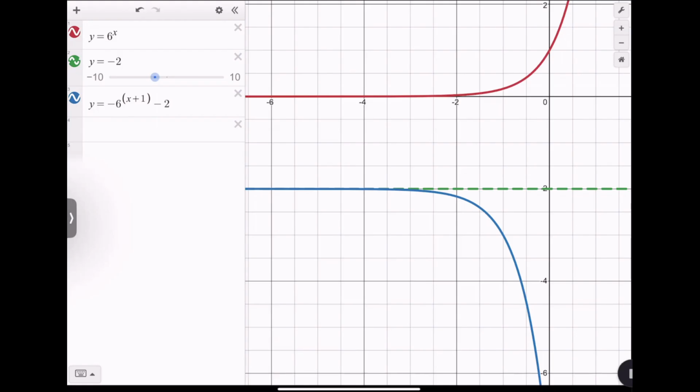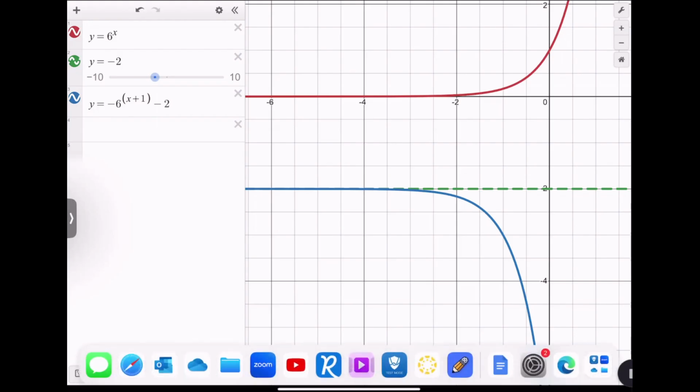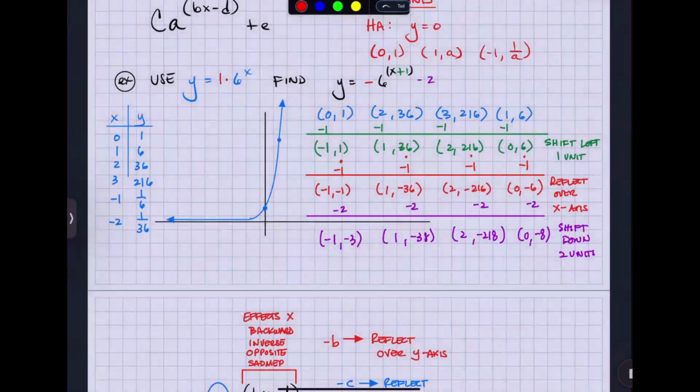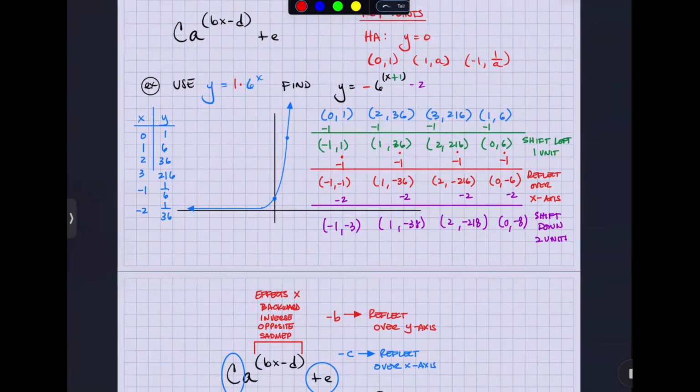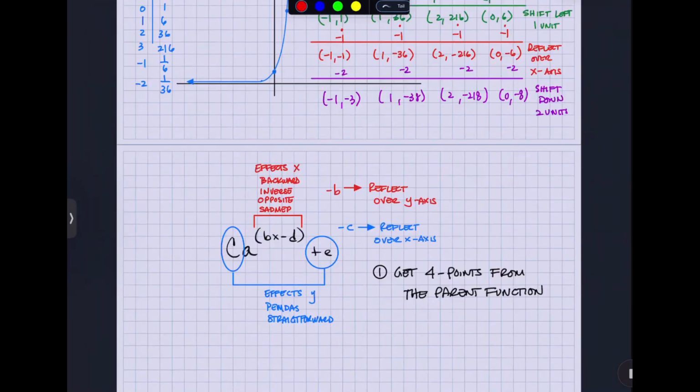That's why I wanted to bring it up to you guys, just so that you can see those things. Any questions on there? So when you're showing your lab work, make sure that you get 4 points from the parent function. And then you go into what each step is going to be and show those steps. Show those new points. Okay? Any questions there?